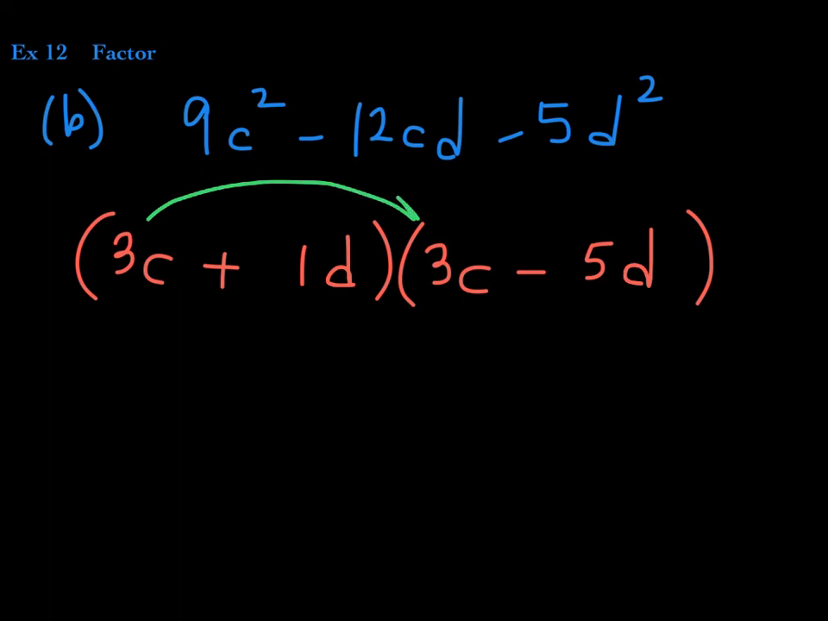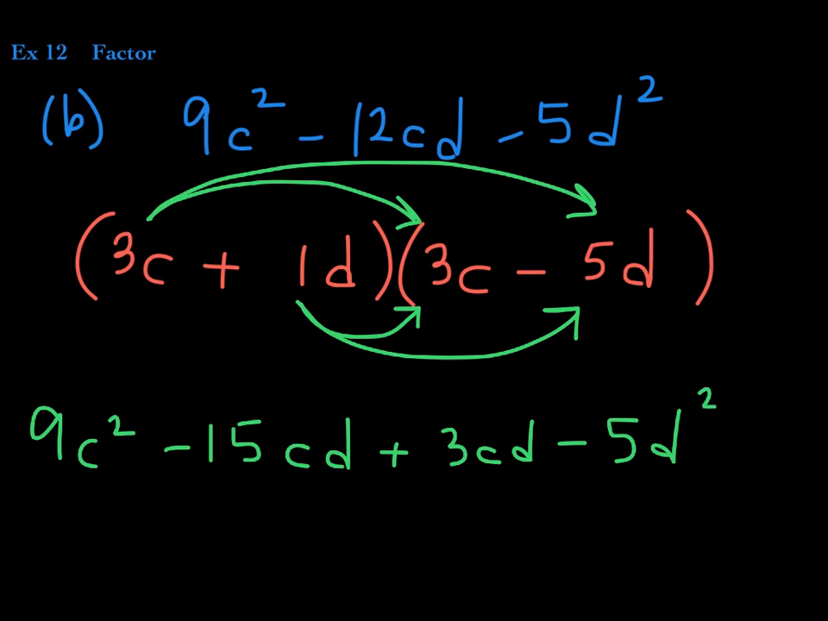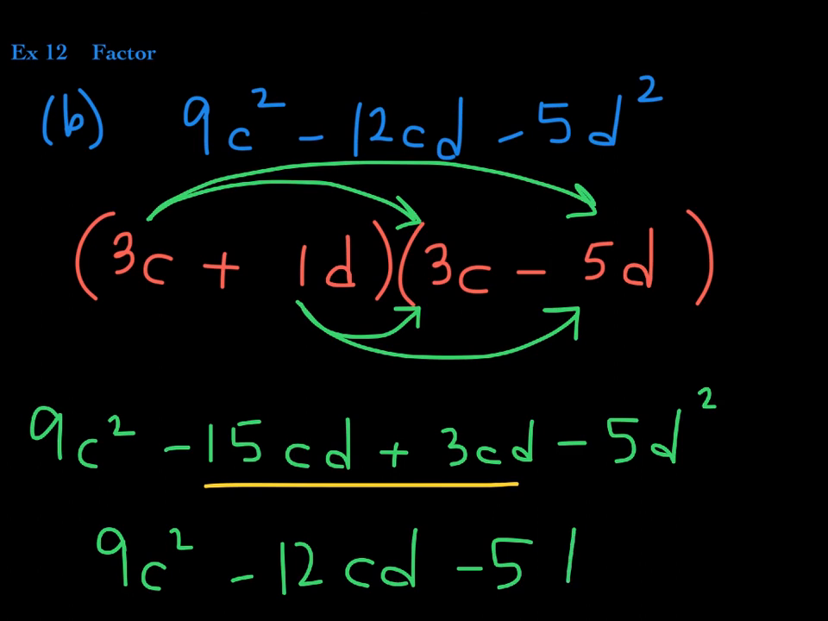So 3c times 3c, that's 9c squared. How about 3c times negative 5d? That's negative 15cd. How about 1d times 3c? That's positive 3cd. What about 1d times negative 5d? That's negative 5d squared. These two middle terms are like terms. We can combine them. So then this is 9c squared minus 12cd minus 5d squared. Bingo! We got it. So this was the correct factorization.